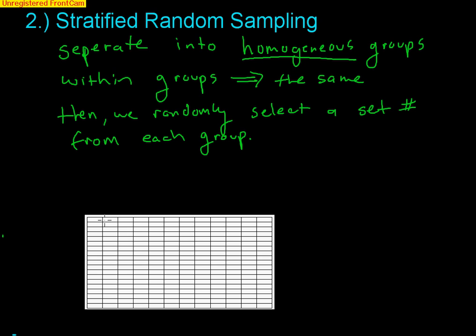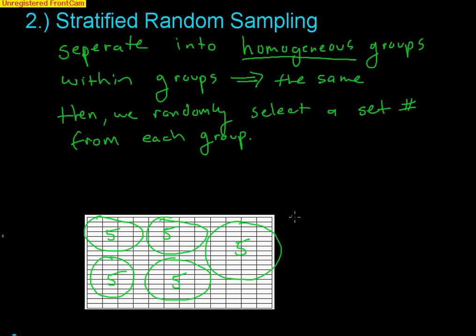So let's say that we break our group. We've got all of our people, and we're going to break this group into Asians, African Americans, whites, Hispanics, and other, whatever. I know I'm skipping some, but I'm just trying to give you a general idea. So we break into these homogeneous groups, and then I'm going to select 5 from this group, 5 from this group, 5 from this group, 5 from this group, and 5 from this group.